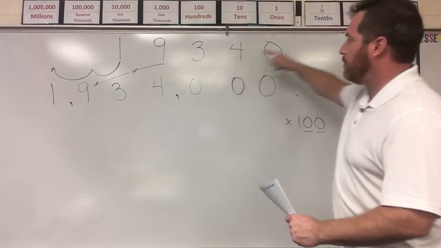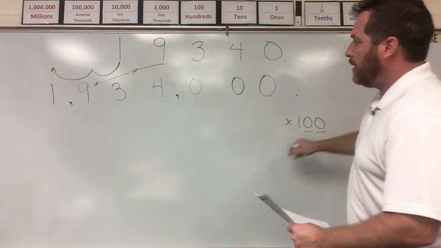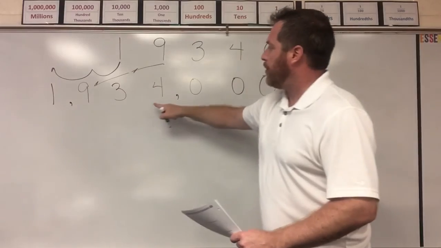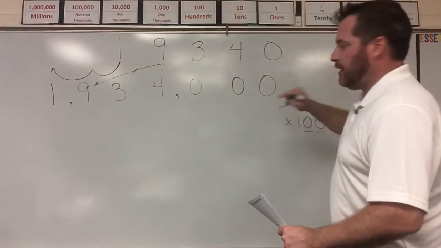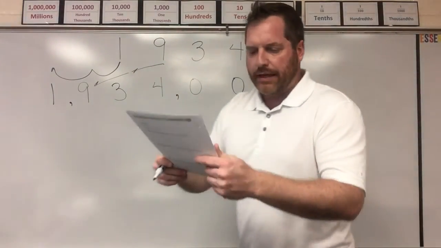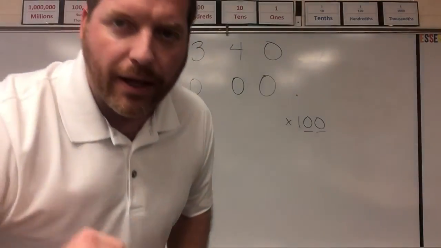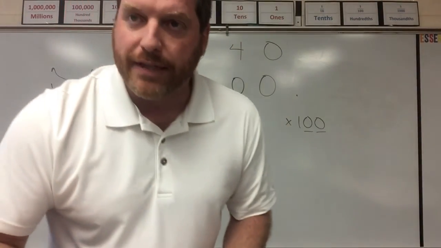So my original number times 100 equals 1,934,000 even. That is the answer to number 2, letter B. And we're going to pause there for just a second, and we're going to move on to the next one in just a moment.